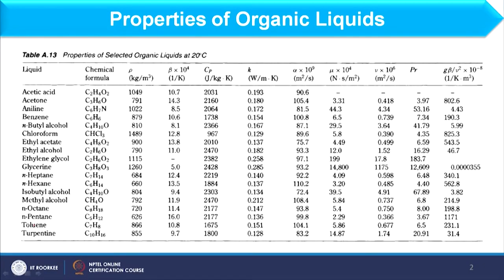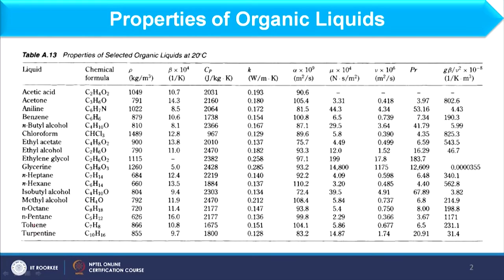So let's start with the example. Before starting that, I have one table here where property data of organic liquids are shown. If you remember the last lecture, we discussed properties of different liquids or fluids. In that we have not discussed the density data. I told you that you can find that data in Perry's handbook or similar handbooks. So in this slide I am showing the density data along with other data of the fluids.